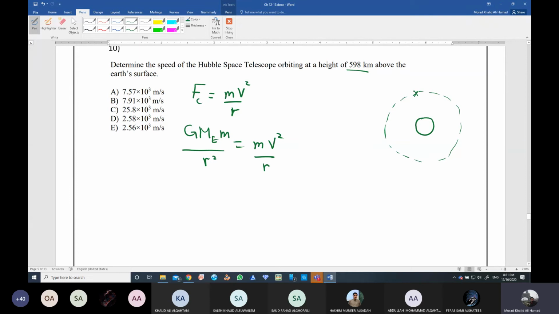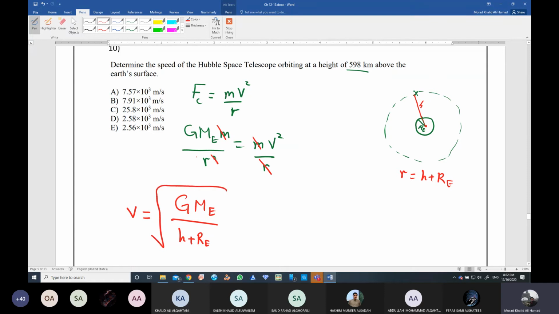What I want to say here is that this is the radius of Earth, and this one is h in the red. R here is equal to h plus r earth because we need the distance from the center. Okay, شباب? So m can be cancelled with m, r can be cancelled with the square, and we are looking for the velocity. So velocity is equal to G m earth divided by, instead of r, I will put h plus r earth under square root.